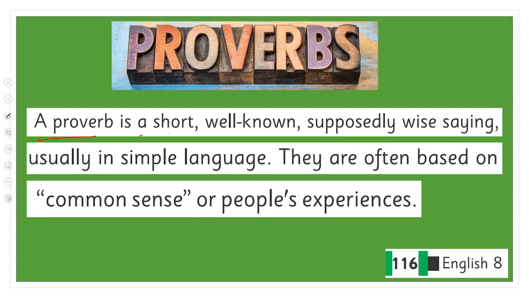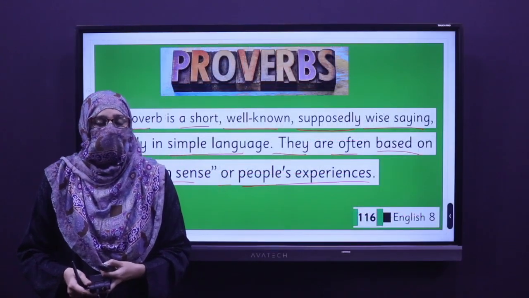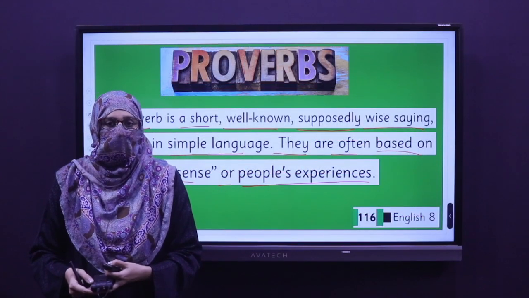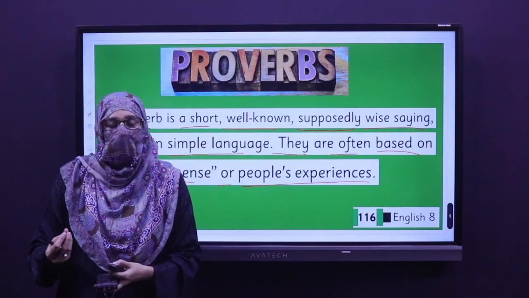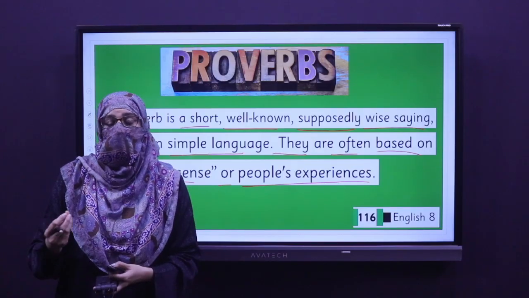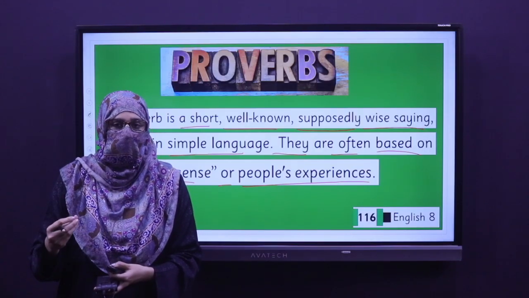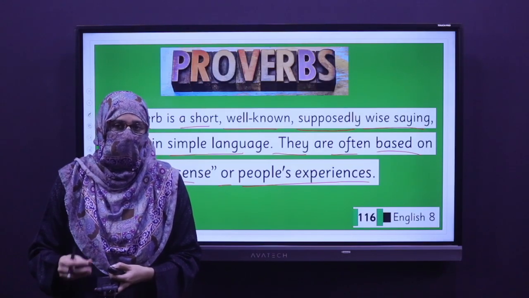A proverb is a short, well-known, supposedly wise saying, usually in simple language. They are often based on common sense or people's experiences. So what does this definition tell us? It tells us that proverbs are some prudent words of wise people, which they have uttered with the passage of time by their experiences.